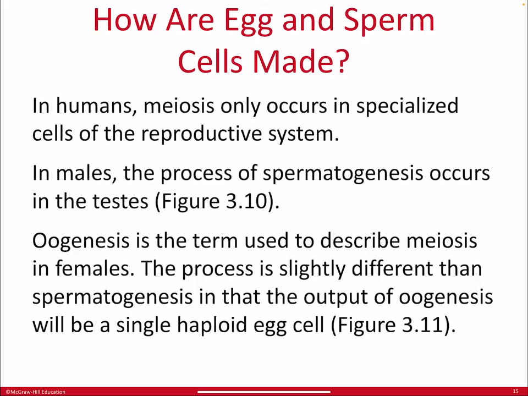Well, in humans, meiosis only occurs in the testes or the ovaries. In males, this process is called spermatogenesis, and oogenesis is the term used to describe meiosis in females. Oogenesis is slightly different than spermatogenesis in that the output will be a single haploid egg, whereas in spermatogenesis, you end up with 4 haploid sperm.